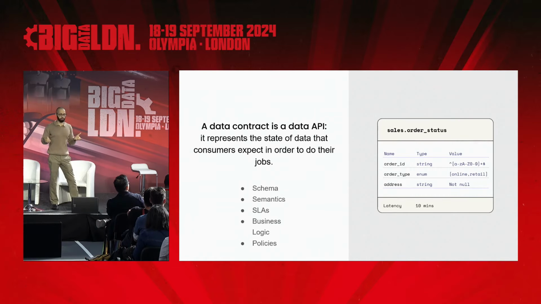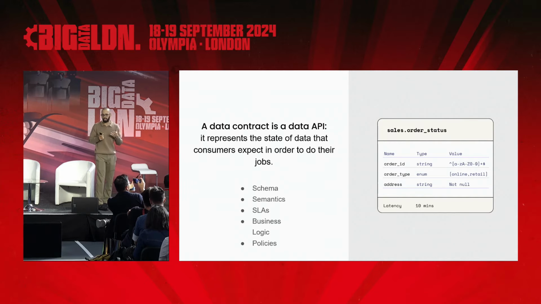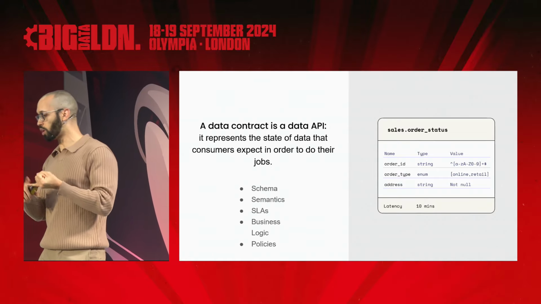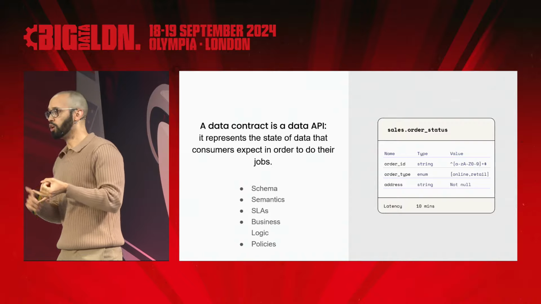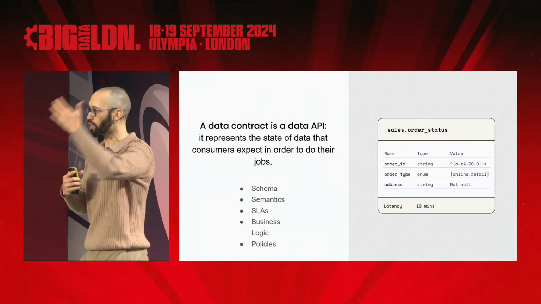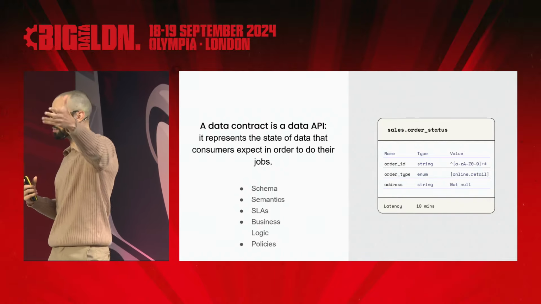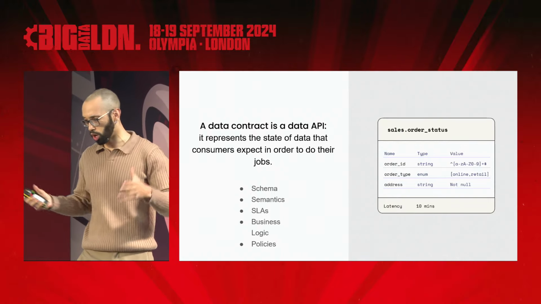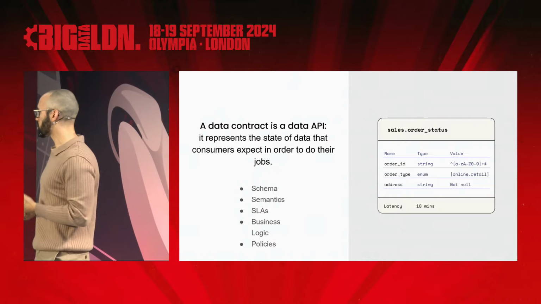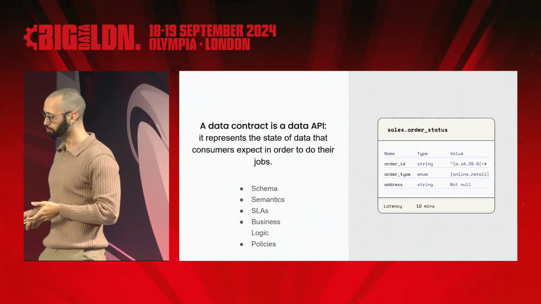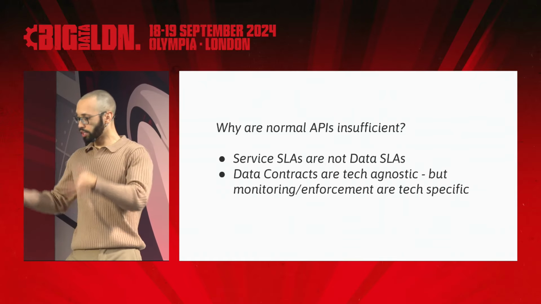Why not just use a regular API? Well, in short, because there's a lot of things that data teams care about that a typical API does not care about. For example, yes, schema is obvious, but also the semantics of the data. What does it mean? What are the SLAs of the data? How frequently do we expect data to refresh? What is the underlying business logic that composes any particular column or data set? And what are all the governance policies that we need to attach to that data? Who should have access to query it? And there we go. I just covered that.